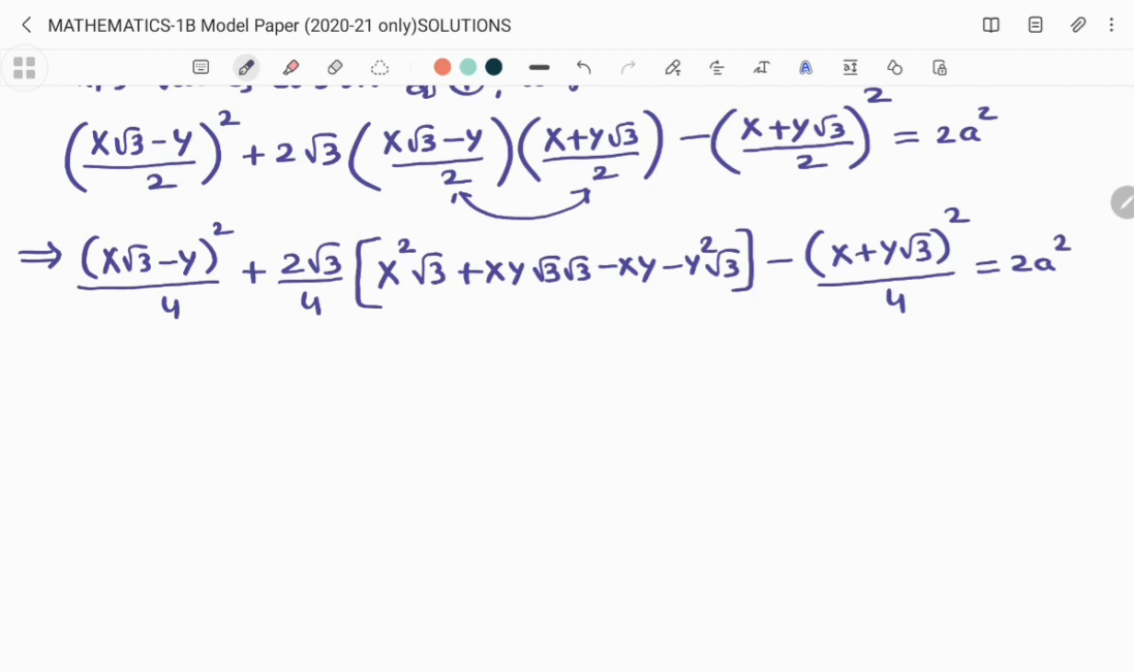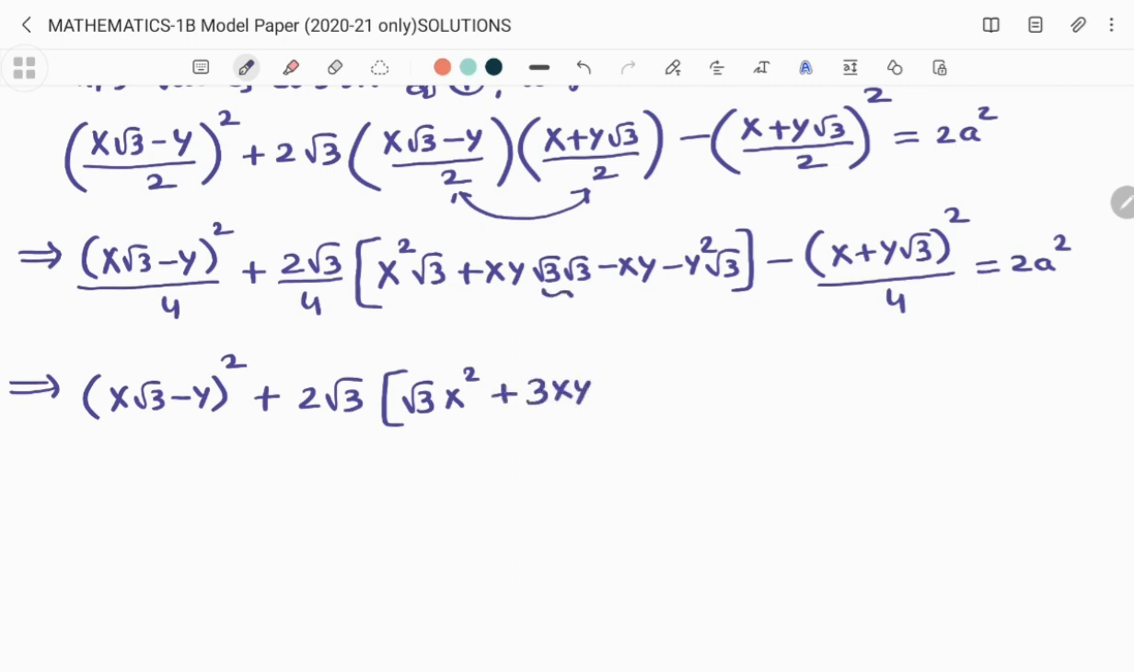So now in every term in LHS the denominator is 4, so take it common and we can take it into the RHS. It becomes (X root 3 minus Y) whole square plus 2 root 3 into root 3 X square plus 3XY, why, because root 3 into root 3 is 3, 3XY minus XY minus root 3 Y square, minus (X plus Y root 3) whole square is equal to 8a square.